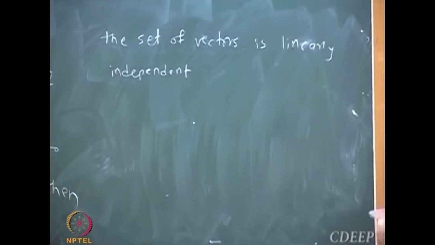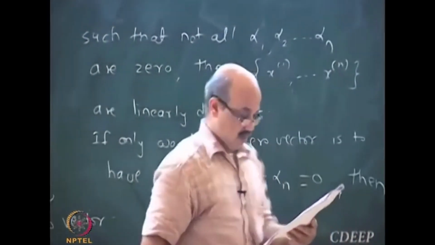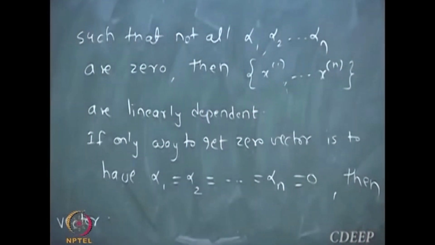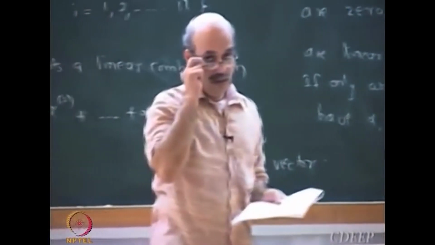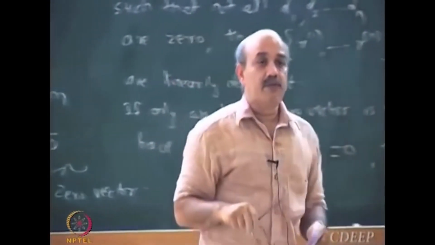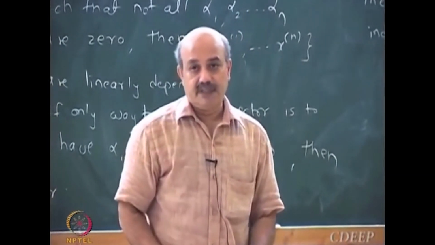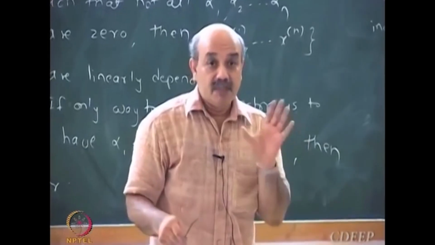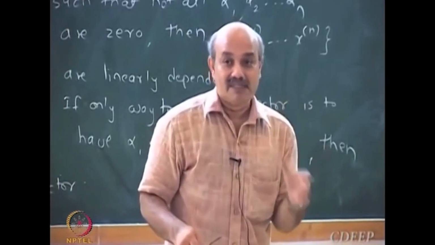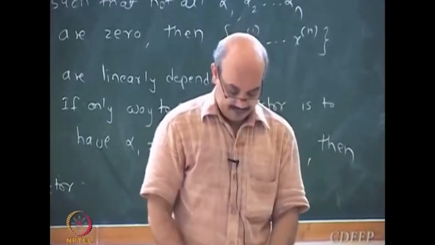And what is a basis? Linearly independent vectors which generate X. A basis of a vector space is nothing but the set of linearly independent vectors which generate the entire space. A minimal set which generates the entire space.